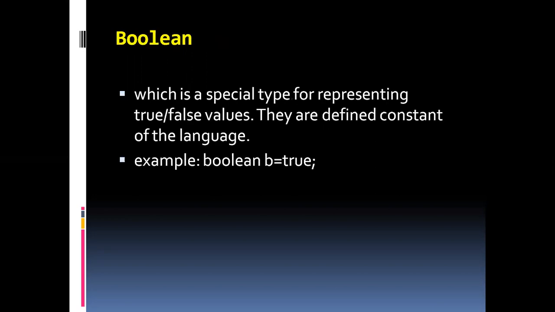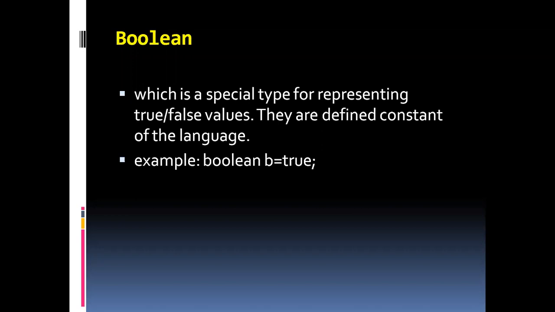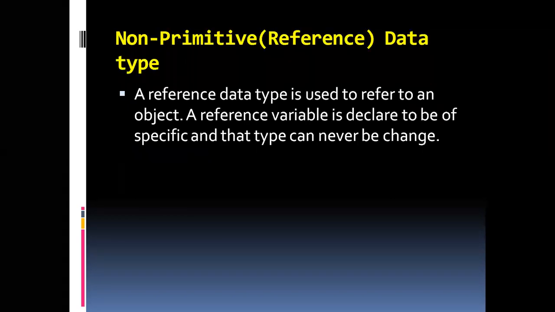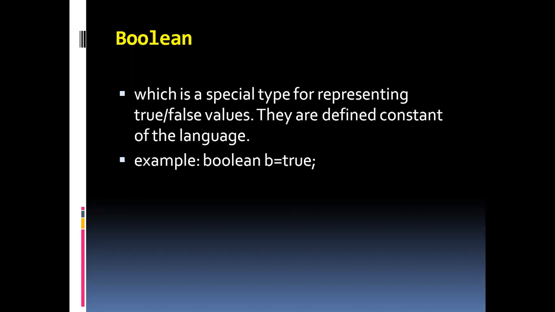And the next one, the boolean type of data types. This boolean type of data can print either true or false, whatever we declare. It is a special type of representation of the true or false value. They are defined constants of the language. For example, boolean b equal to true or boolean b equal to false, either true or false conditions. In those situations we can go to this boolean data type. These are the primitive data types. The primitive data types in the sense integer type, floating point types, character data types, and the boolean data types.